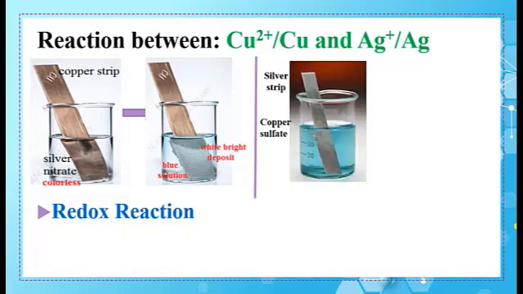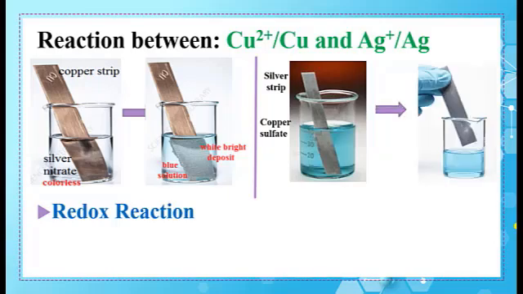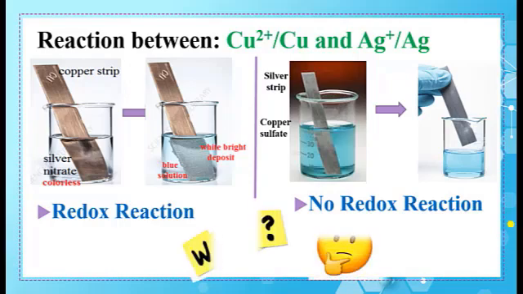Now, if we dip a silver strip in a copper sulfate solution, leave it for some time, and look at the beaker and the strip again, nothing happened neither to the silver strip nor to the copper sulfate solution. There are no changes. Then we can say that no redox reaction takes place between silver and Cu2+. Why is that?